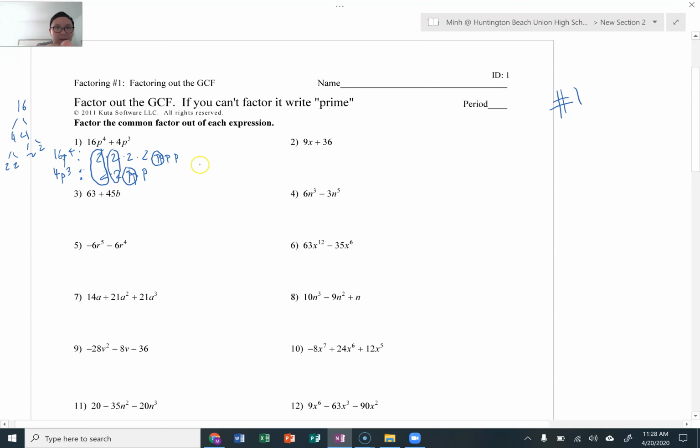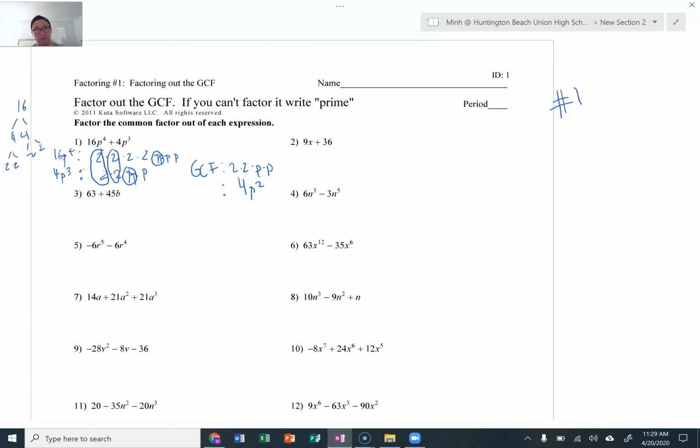So my GCF, when I multiply it, that's going to be 2 times 2 times p times p. So my GCF, when I simplify, that's going to be 4p squared. Now, that's the first step. All right, that's the very first step.